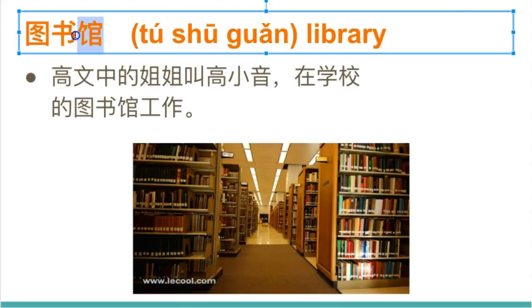All right, so it's another place for 馆 is place, so it's a place or a kind of establishment for books. 图书馆, the book place, literally.